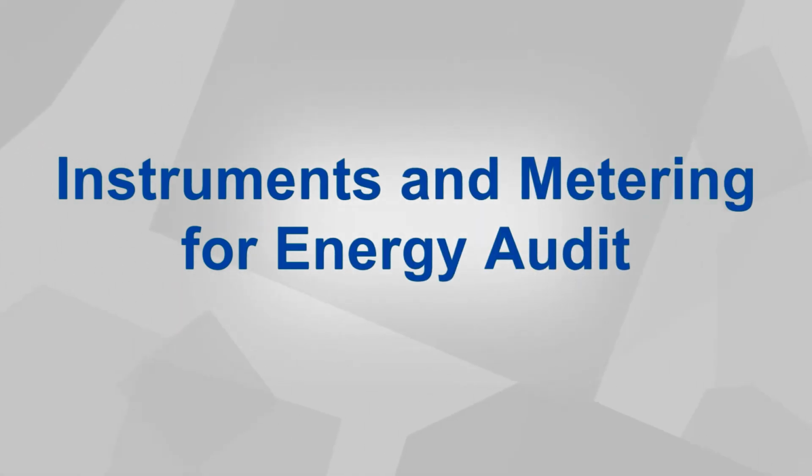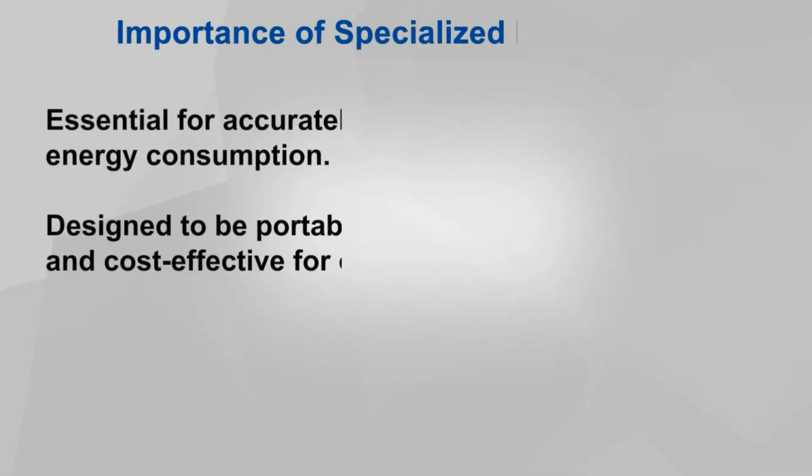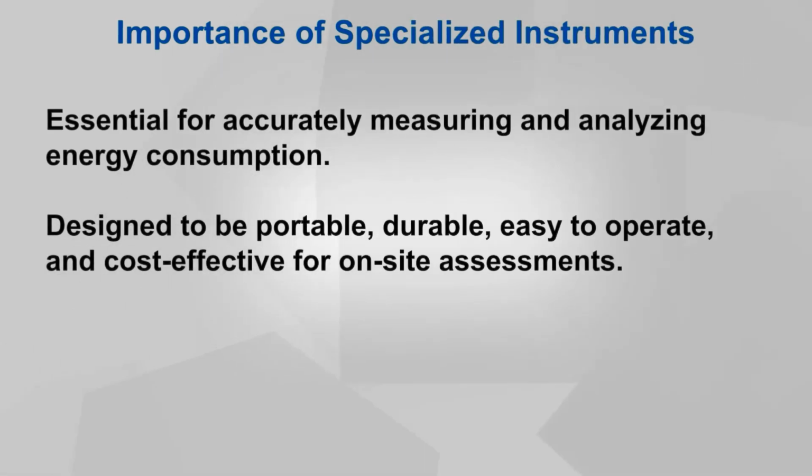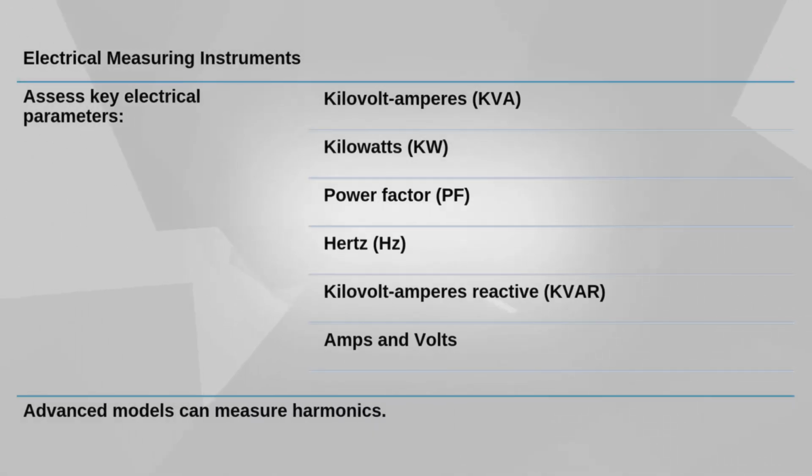Moving ahead, instruments and metering for energy audit. In energy audits, the use of specialized instruments is essential for accurately measuring and analyzing energy consumption. These tools and instruments are designed to be portable, durable, easy to operate, and cost effective, making them ideal for on-site measurements. Let's have a discussion on a few of the common instruments used in energy audits.